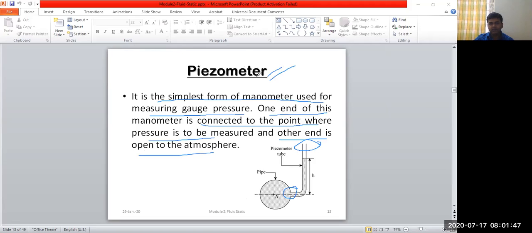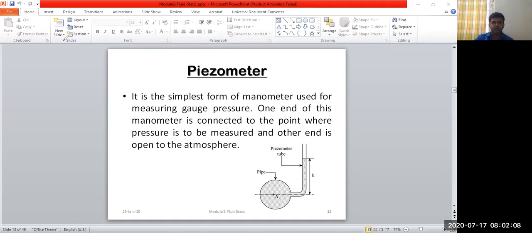One type of manometer, the piezometer, is simply a device that consists of a glass tube, and one end of the glass tube is connected to the point where pressure is to be measured, and the other end remains open to atmosphere. So this is called a piezometer.